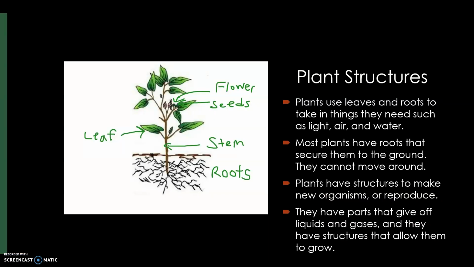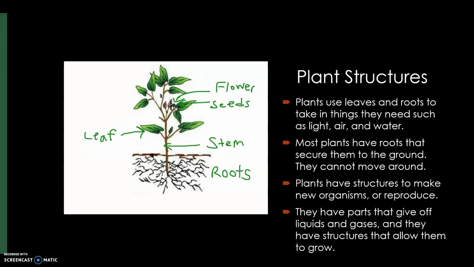Plants have a certain structure. Plants use leaves and roots to take in things they need such as light, air, and water. Most plants have roots that secure them to the ground. They cannot move around like you or I or animals.